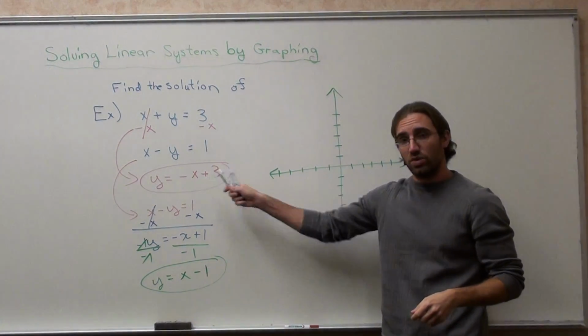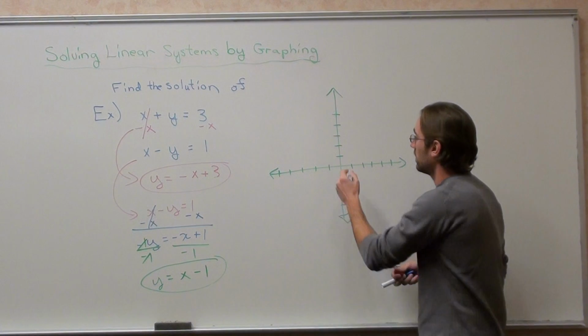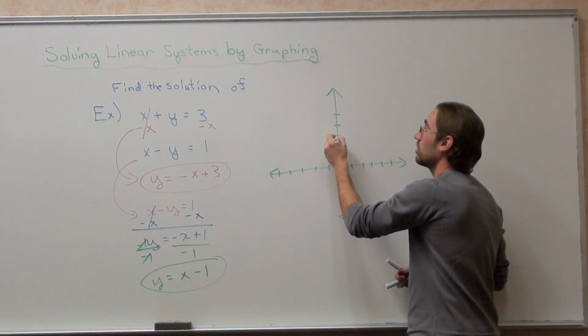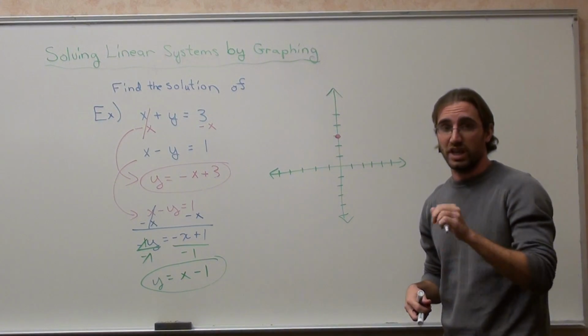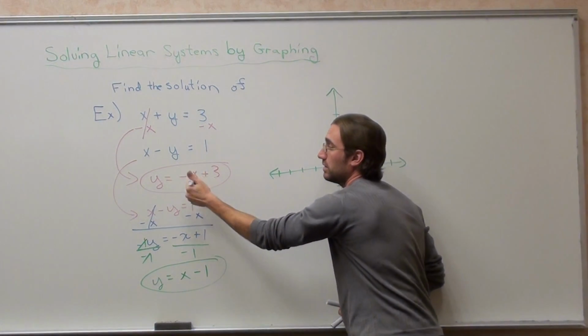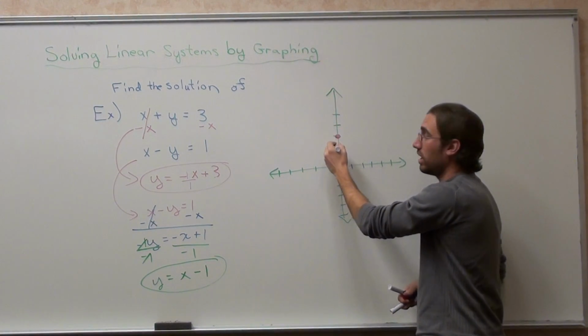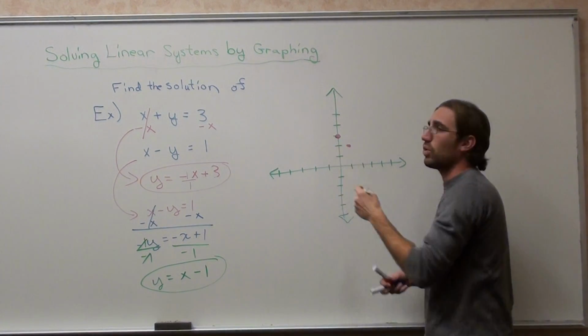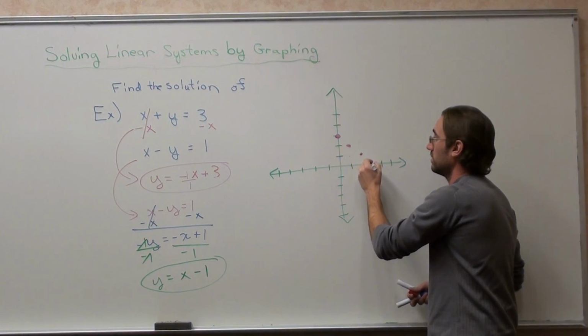So I'm going to graph this one in red, and I'm going to start with its y-intercept, which is at 3. 1, 2, 3. And then from the y-intercept, you make sure you take care of your slope, which is negative 1 over 1. So down 1 over 1. Let's do it a few more times too. Down 1 over 1, down 1 over 1.